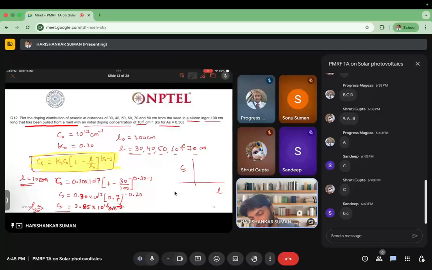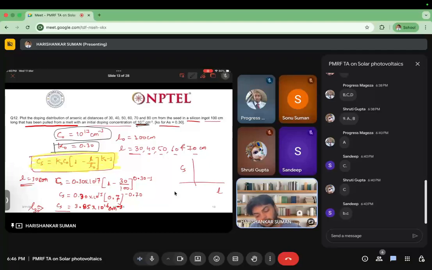So already given is the initial concentration, which is C0, given to you as 10 to the power 17. Such a question is too long, but you have to solve it. And k0 is also given to you. The coefficient k0 for arsenic is 0.30, and the concentration at the point we have to calculate, CS, which is represented by k0 C0 (1 minus L by L0) to the power k0 minus 1.